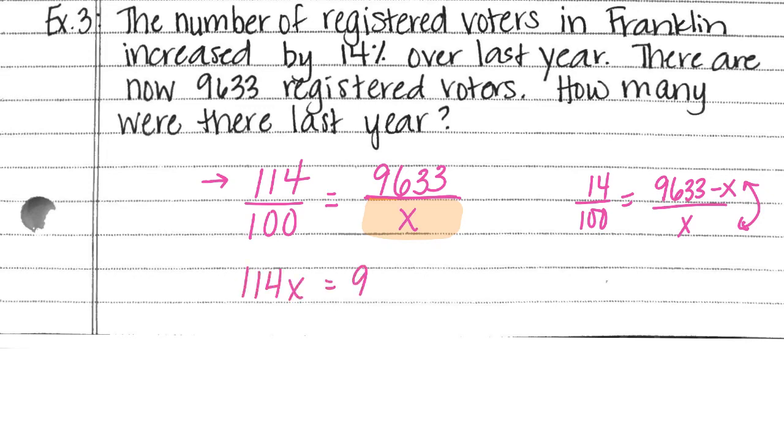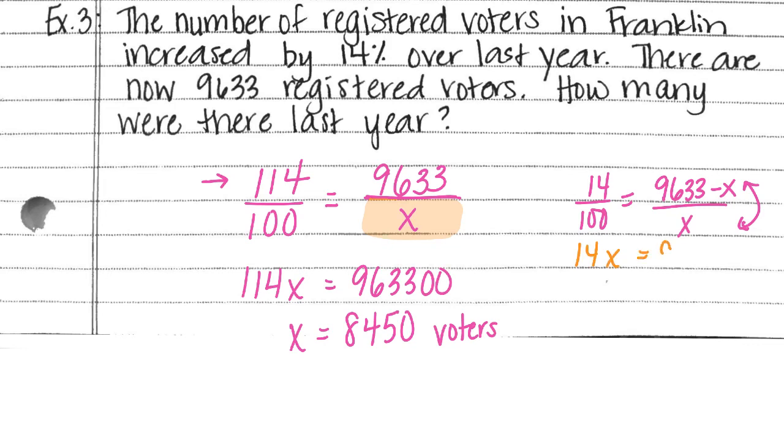114x is equal to 963,300. And so I'm just going to take 963,300 and divide that by 114, and x is equal to 8,450 voters.